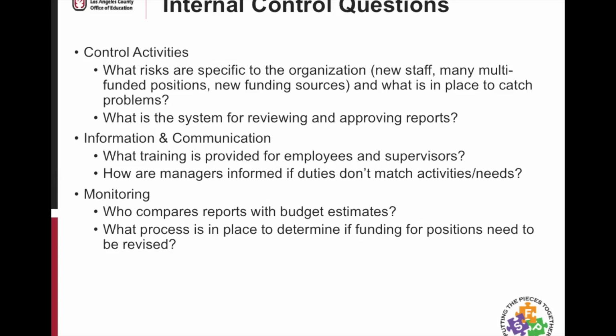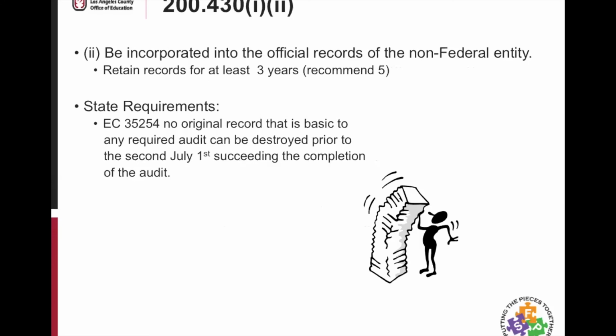You have to compare: is this matching what we estimated, or is it changing? And what's the process in place to determine if funding changes, if you decide this position's totally changed this year? Maybe a lot of things change in terms of funding. So how's that working for you? Who are you talking to? How's that changing? So you make sure that people are paid appropriately for the work that needs to be done. That's the total activity, I believe. Oh, it needs to be incorporated, of course, into the official records. And again, it says 3 years, we recommend 5, and the state kind of supports that you have to keep it for audit purposes.